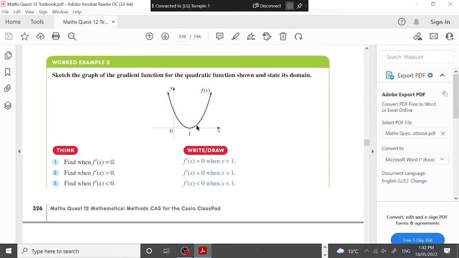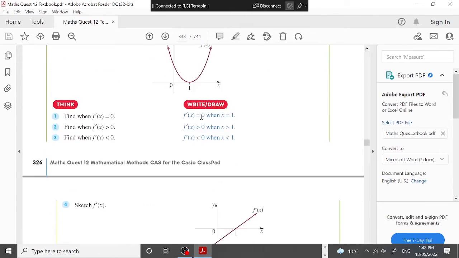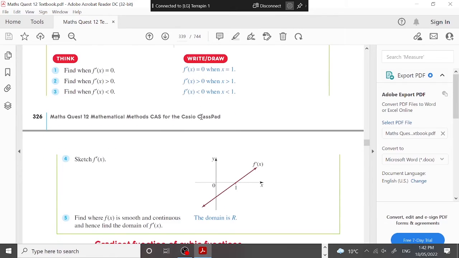After that, we can see that it's a positive gradient, and so it's going to be above the x-axis. And so it's just drawn in that way. The actual steepness of that line doesn't matter. As long as we've got it clear as to where it's negative, where it's positive, and where it's equal to 0, that's the important thing.